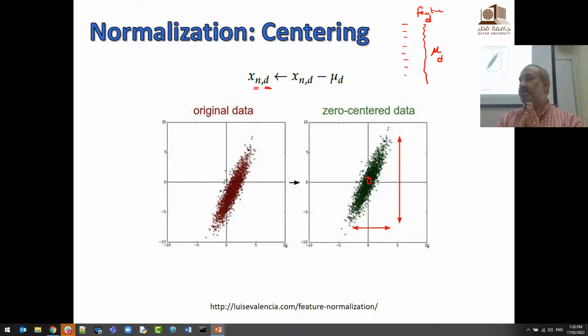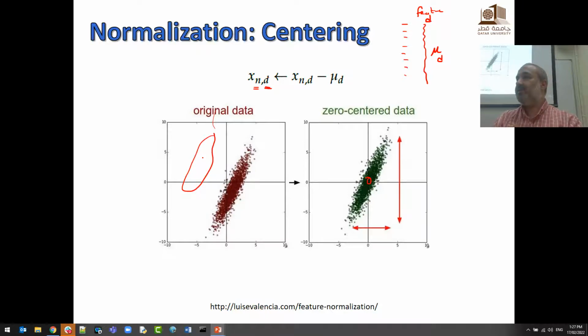Even if the data was here, by the way, it will also be shifted to here. So wherever the data is originally, it will be shifted to the origin.